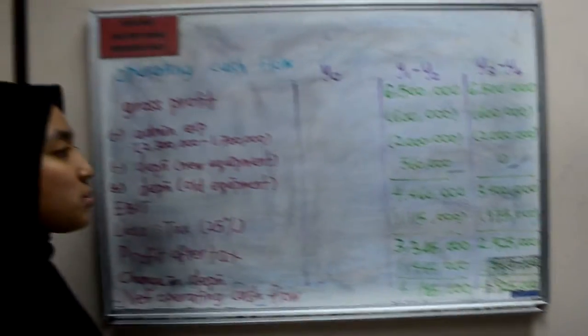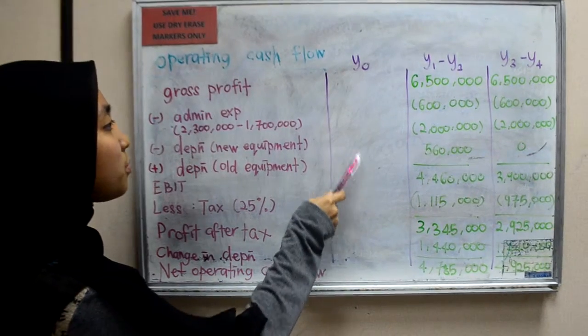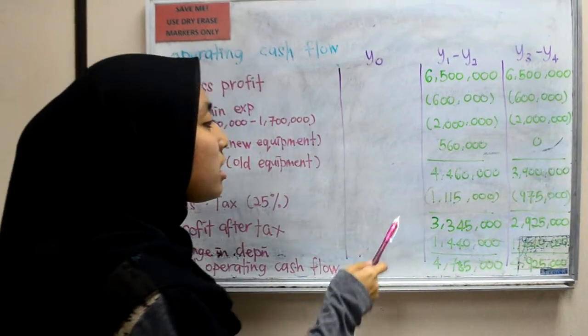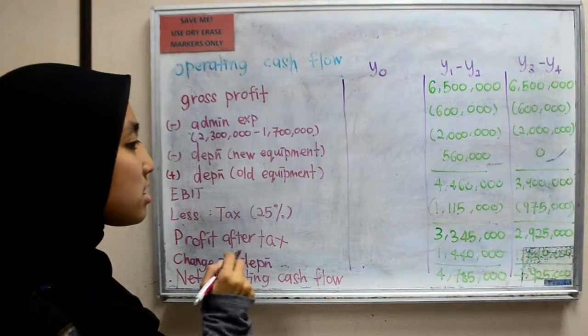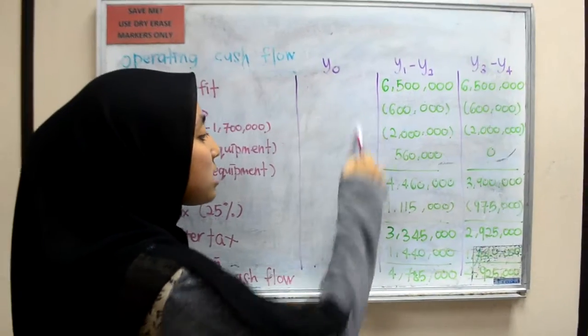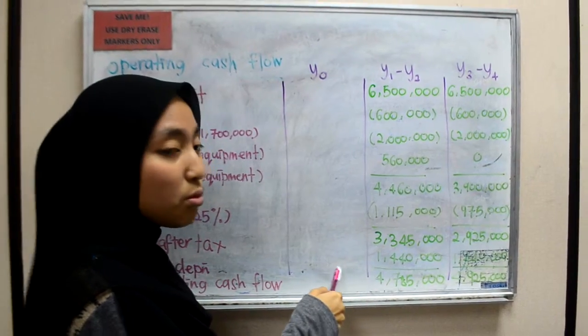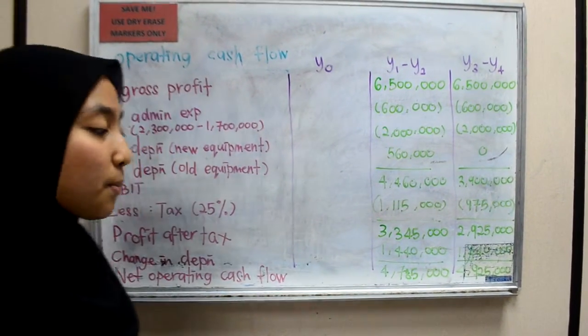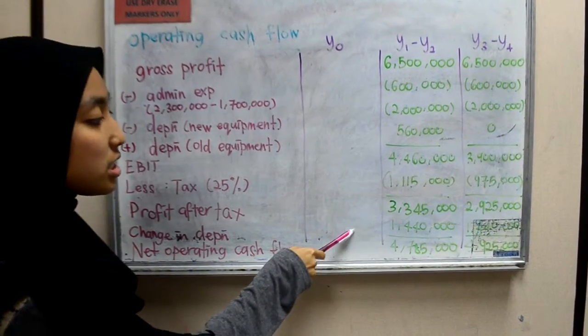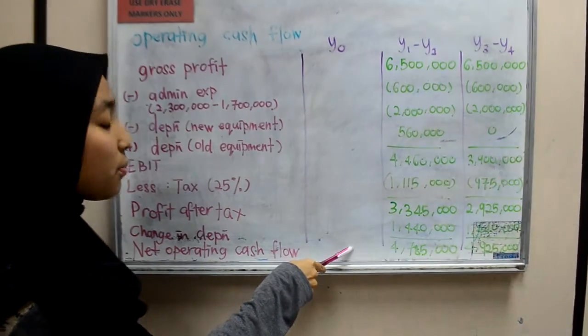Okay, I want to ask. Why didn't you include the tax saving from depreciation in the calculation? Because we already computed the changes in depreciation in this part, and then we already calculated the tax saving until this part, which means that you already calculated it in this part, so we don't have to compute it again. I got it. And then we need to add the profit after tax with change in depreciation, and then only we will get the net operating cash flow.